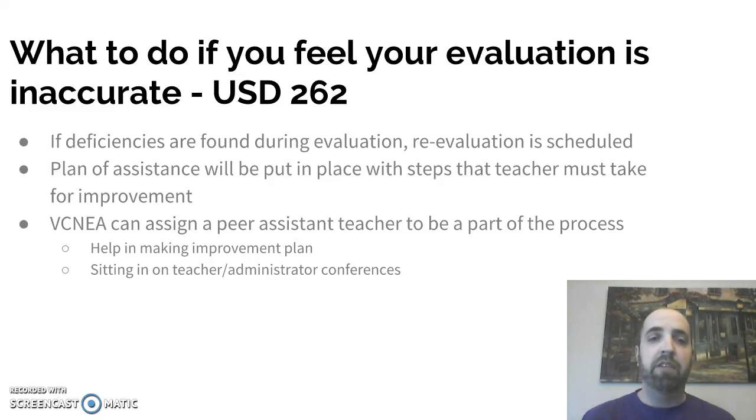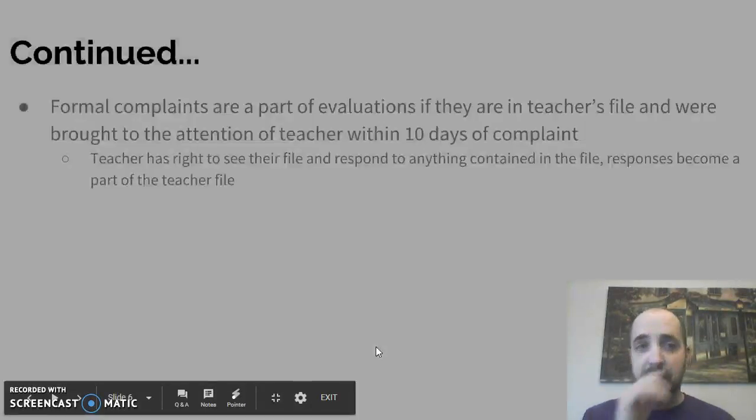VCNEA, which is our Valley Center National Educators Association group, can assign a peer teacher or a peer assistant teacher to be part of this process. And that peer teacher is just there to make sure things are done correctly. So they're going to sit in and help in making the improvement plan or the assistance plan that the teacher's going to try to follow. And they're going to sit in on those teacher administrator conferences to make sure that things are done correctly, the teacher's represented correctly, and the teacher is getting every chance they can to do things right.